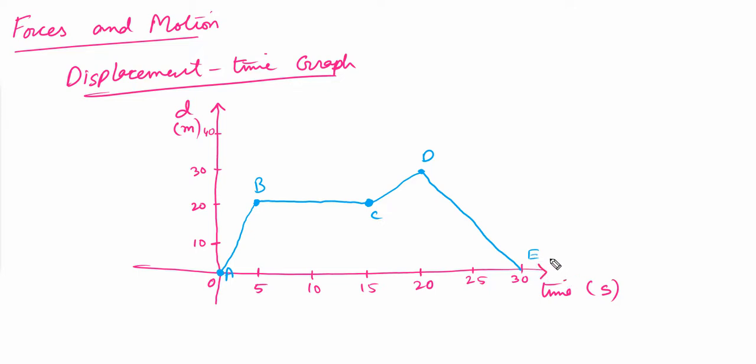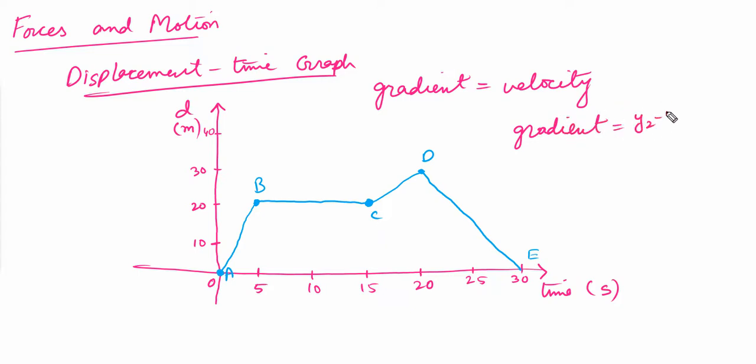So now I can find out the velocity between the points A, B, C, and D by measuring the gradient between these 2 points. So we can say that the gradient of the displacement time graph will give us the velocity. And in order to measure the gradient, let me just write down the formula for the measurement of gradient. So the formula for the gradient is y2 minus y1 over x2 minus x1.